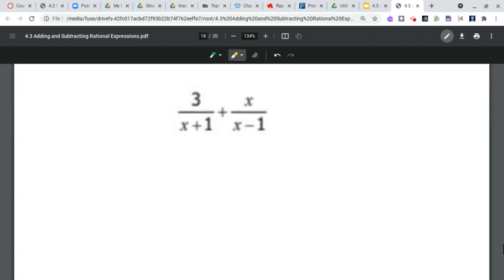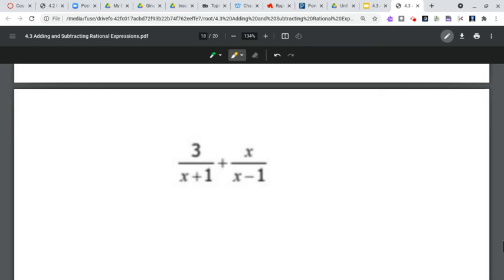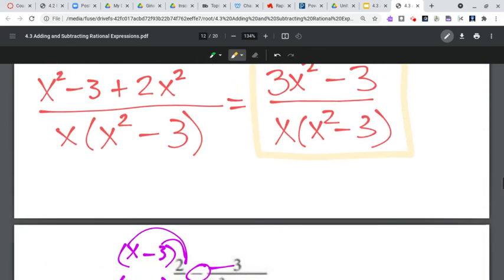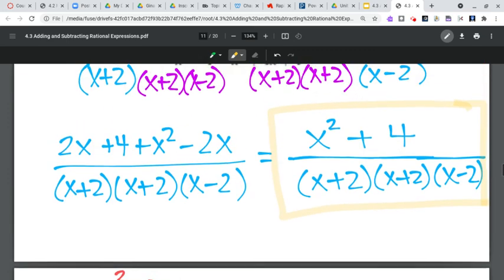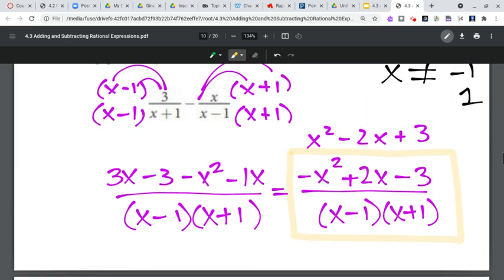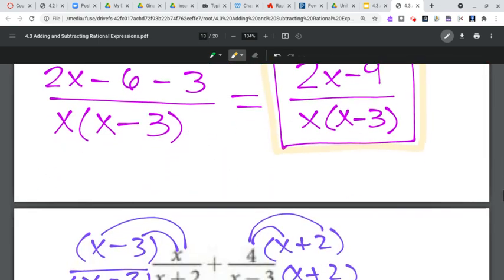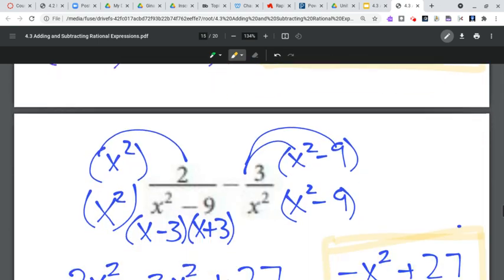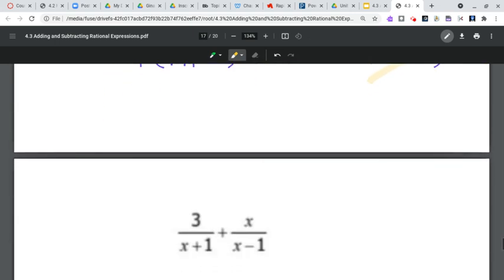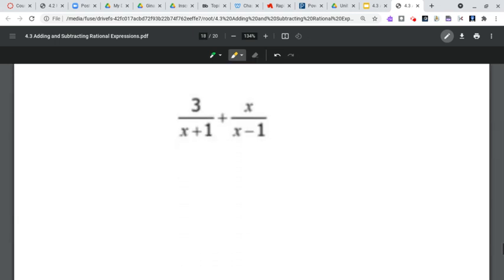And number 8. Did we do this one already? This one looks like, let me go back up really quick. Feels like that's the first one we did. Let me check real quick. Sorry about that. 3 over x plus 1 minus x over x minus 1. Is that what that is? Let's see. Oh, this one's plus. Tricked us. Looked very similar. Operations different.